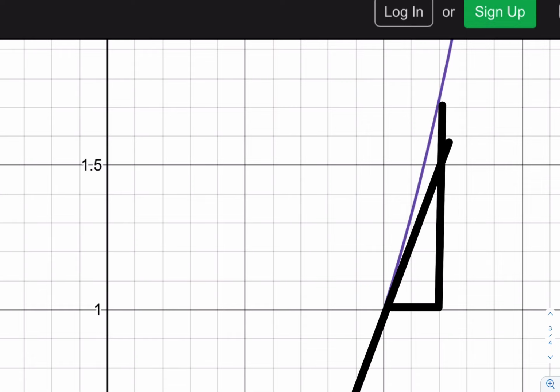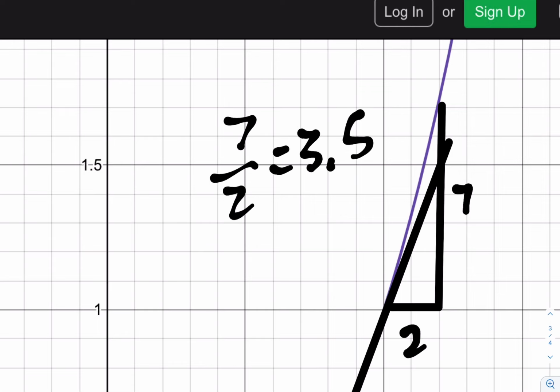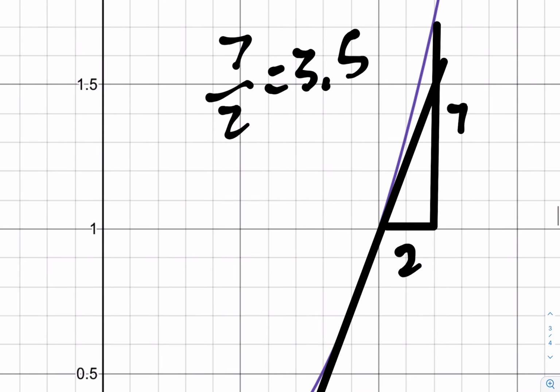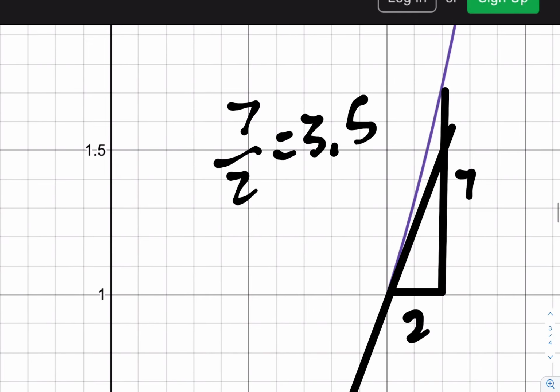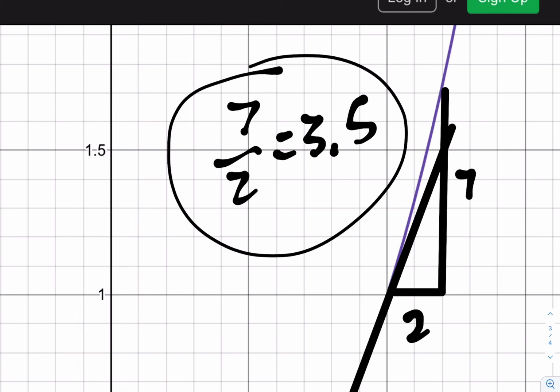How many squares do we go up there? Well, we move over 2. We go up 1, 2, 3, 4, 5, 6, 7. Okay, so when our change of x is 2, our change in y is going to be 7. So 7 over 2, that's 3.5. Is that what the slope of this thing is at x equals 1? Well, no, because the slope, like this number here, it's going to change depending on what this is.